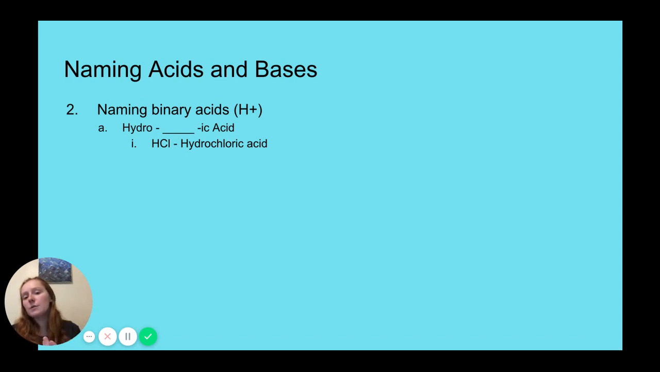Some of you guys are going to end up going hydrochlorinic acid or weird stuff like that. I will laugh at you, but I won't penalize you for that kind of thing. Another one, HBr, that's bromine. So this is hydrobromic acid. HF, F is fluorine, hydrofluoric acid.